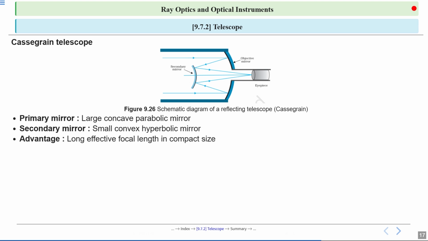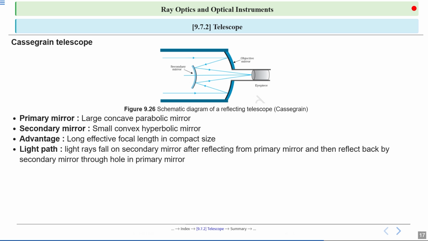Let's look at the light path within the telescope. After the light rays reflect off the primary mirror, they hit the secondary mirror. The secondary mirror then reflects the light back through the hole in the primary mirror. This clever design allows the telescope to be shorter while still providing a long focal length. Finally, after passing through the hole in the primary mirror, the light rays reach the eyepiece. The eyepiece is where the final image is viewed. This setup allows for a clear and magnified view of distant celestial objects, making the Cassegrain telescope a powerful tool for stargazing.